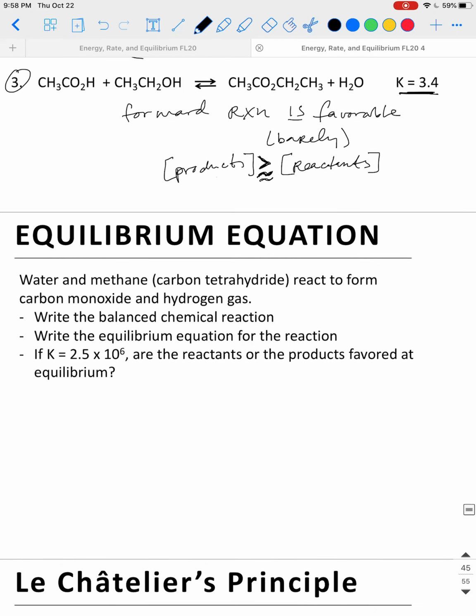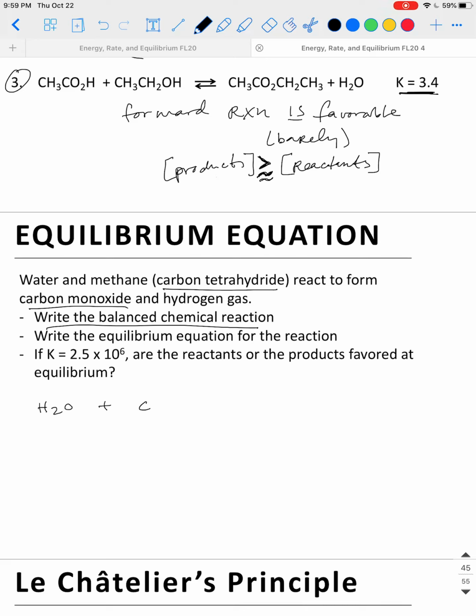So here's an example problem, a problem to practice or work with equilibrium. It says water and methane, which is carbon tetrahydride, react to form carbon monoxide and hydrogen gas. Write the balanced chemical reaction. I suggest you pause the video, go ahead and do that, and then pick back up once you have that done to see if you get it right. I'm going to go ahead and do it.